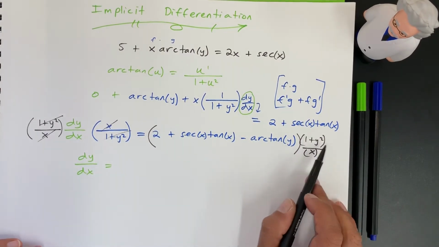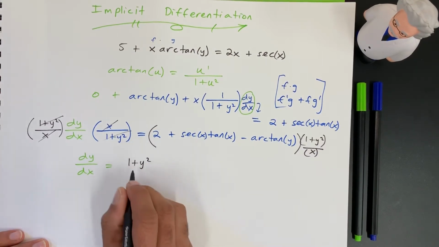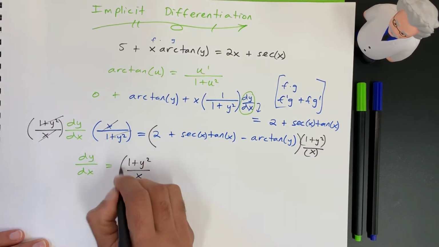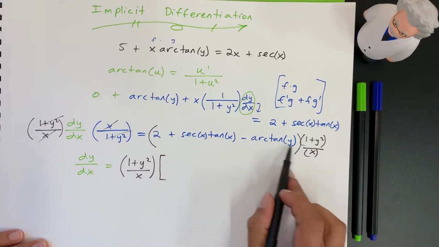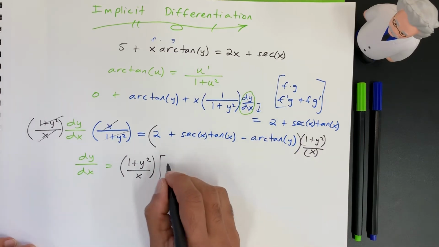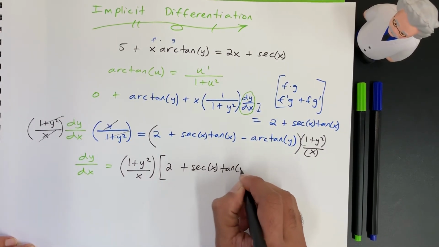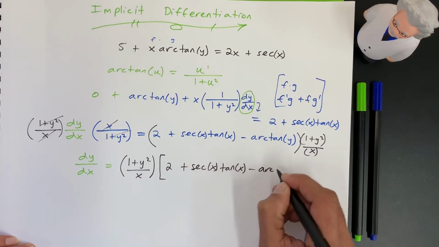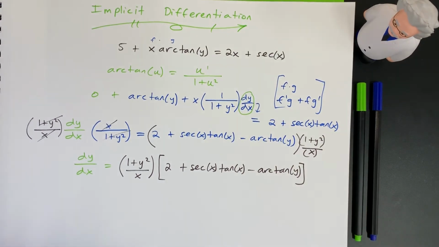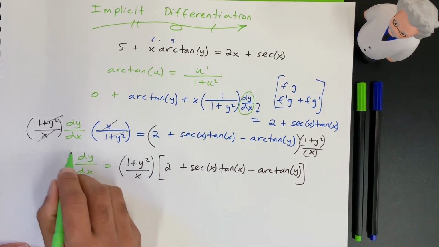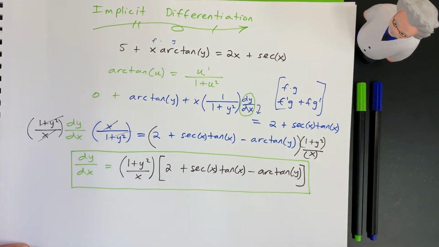And now this side, I'm just going to leave how it is. So I'm going to say 1 plus y squared over x. And then inside the brackets, I'm going to write all this term here that was already there. So that's 2 plus secant x tangent x minus arctan of y. All right, and so then we can leave it like that because we got our dy dx. Okay, and there you go.